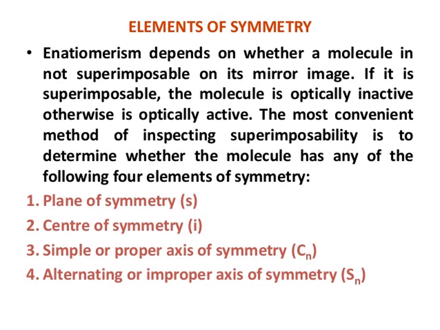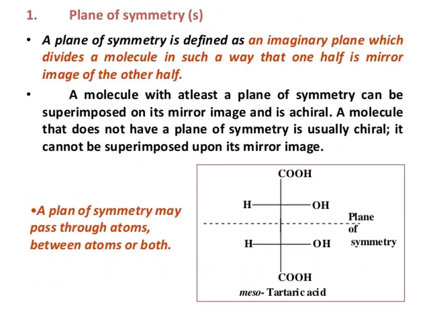Then let us see about the different elements of symmetry: plane of symmetry, center of symmetry, proper axis of symmetry, and alternating axis of symmetry one by one.